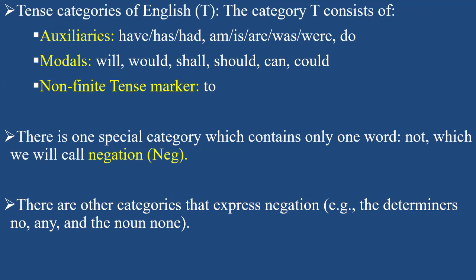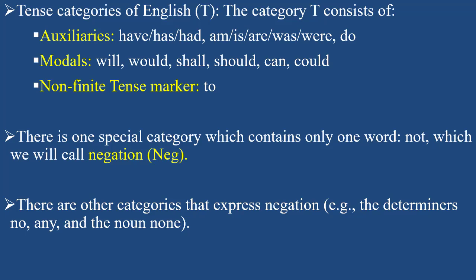Tense categories of English, referred to as T, big uppercase T. The category T consists of auxiliaries: have, has, had, and am, is, are, was, were, and do. So have and the verb to be, and their variants, and do. Modals: will, would, shall, should, can, could. And the non-finite tense marker, to. So these are the tense category in English.